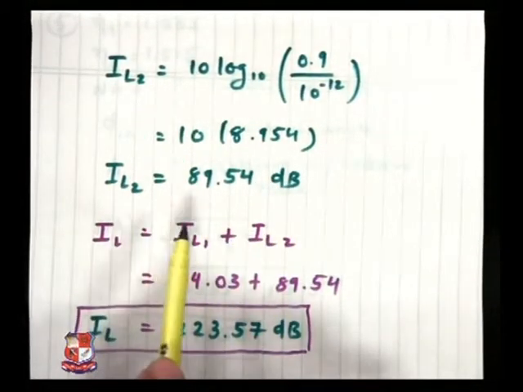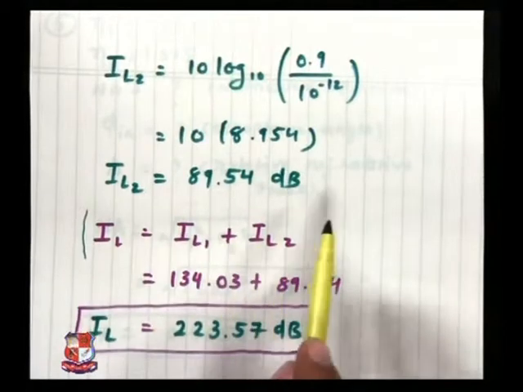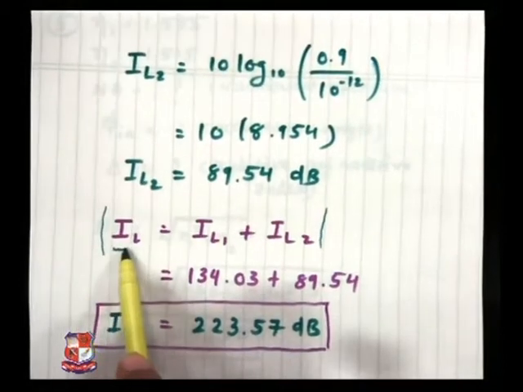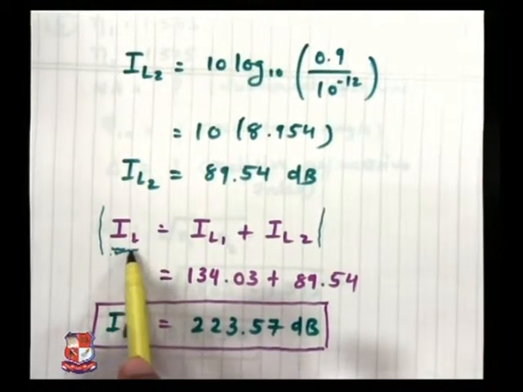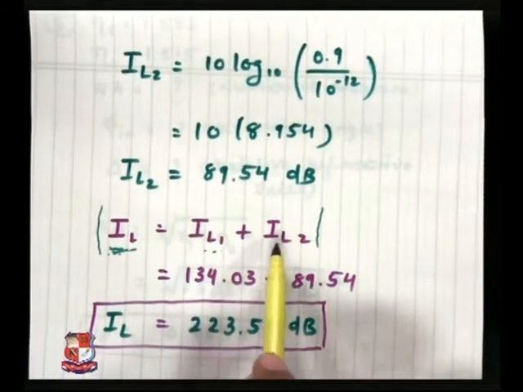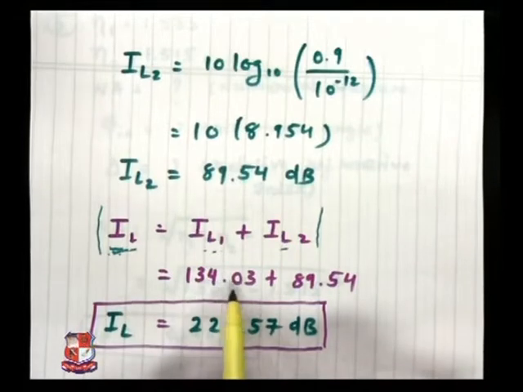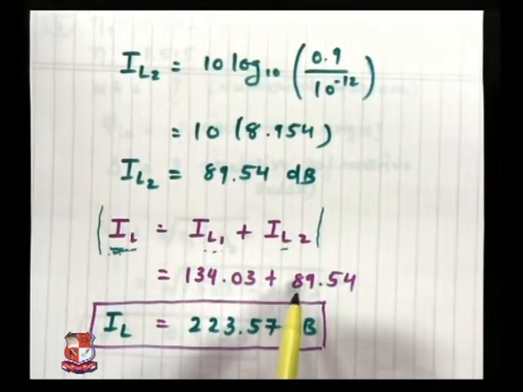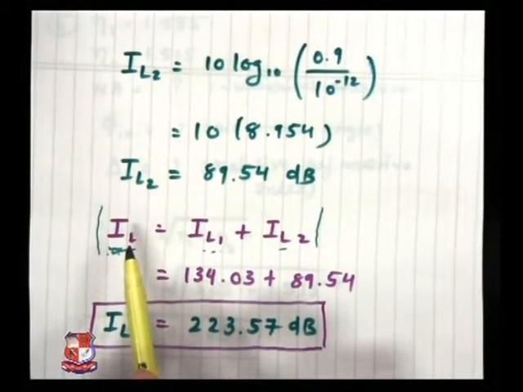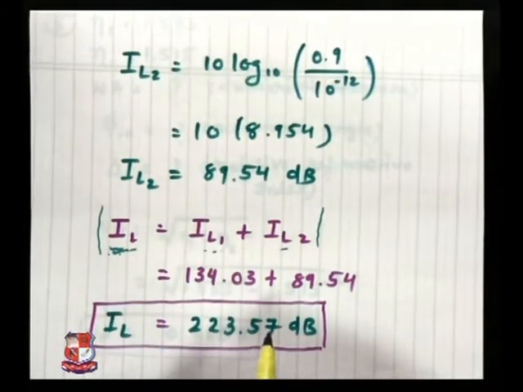So intensity level IL here in this equation represents the resultant intensity level, which is equal to IL1, the intensity level of I1, plus IL2, which represents the intensity level of I2. IL1 is 134.03 plus IL2 is 89.54. On adding both of that, you will get the resultant intensity level, that is IL is equal to 223.57 decibel.